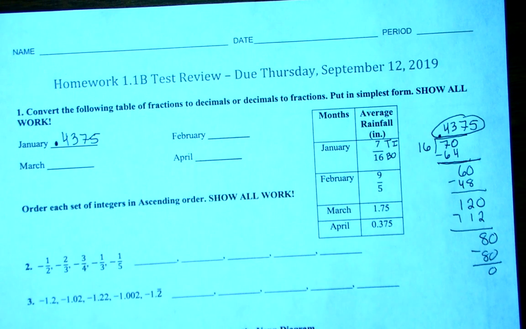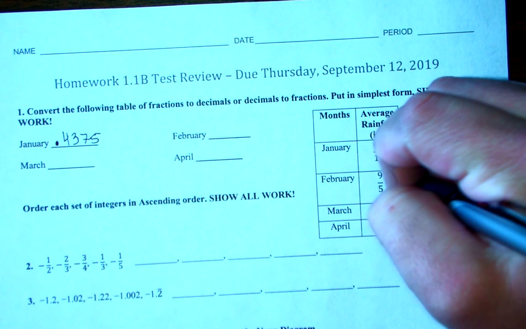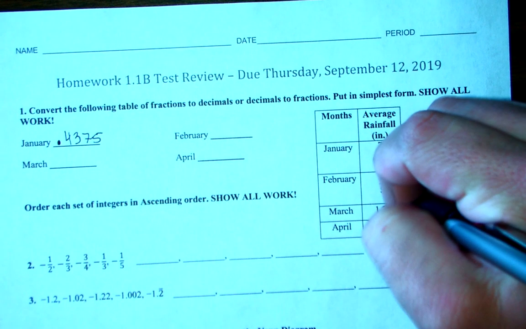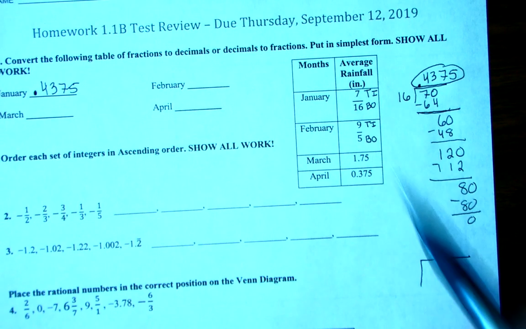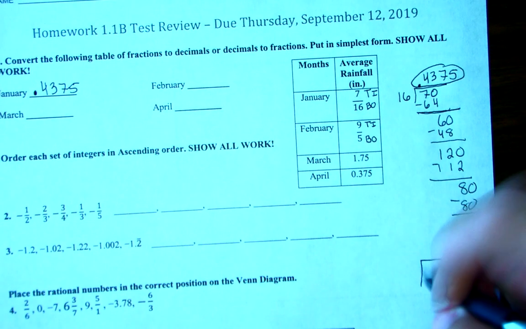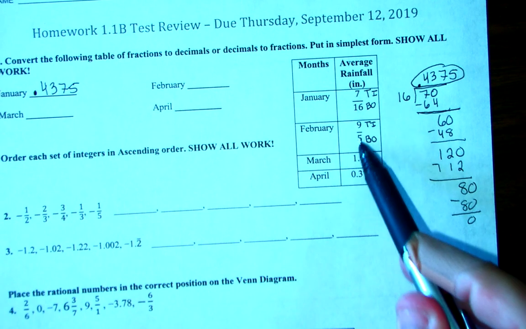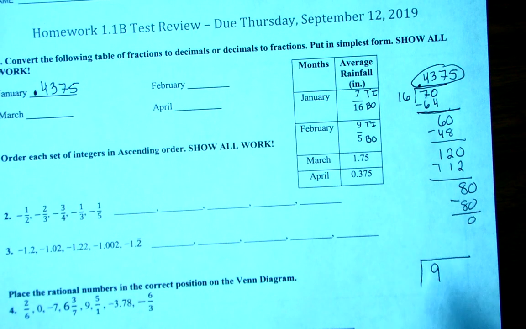Okay, let's do February. Again, top in, bottom out. So here's my little divide. The top number goes inside. The bottom number goes outside. Can 5 go into 9? Yes, it can, 1 time.